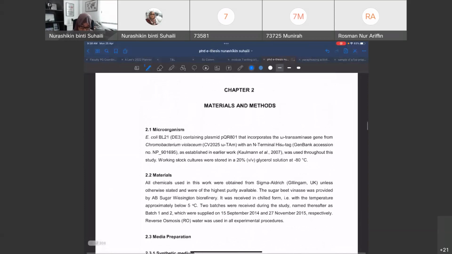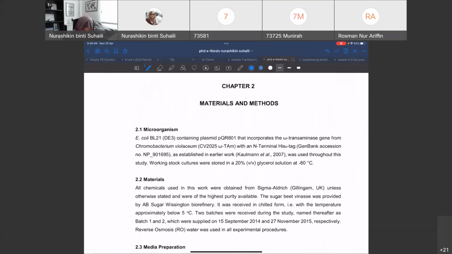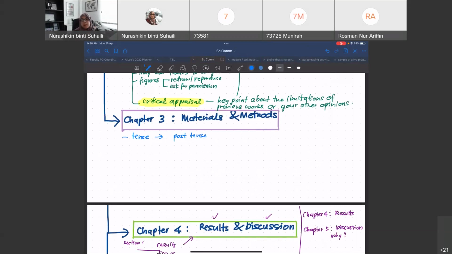Okay, this is materials and methods. When we check the FYP thesis, there are some students who will list down materials. What's the methods? Actually, this chapter, although it is named materials and methods, if you understand it literally, you would say you have materials first, and then you have methods after that.